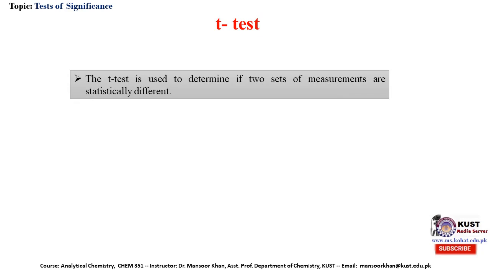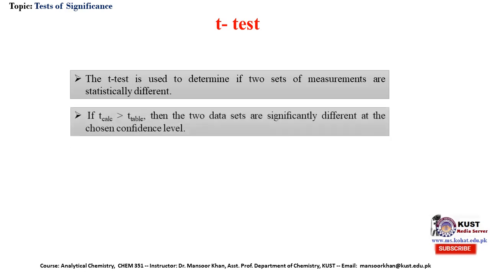Another one is the t-test. The t-test is used to determine if two sets of measurements are statistically different. In this case, we usually compare the accuracy of the method. Here again in the t-test we calculate the value of t, which is called t calculated, which is then compared with t tabulated. If t calculated is greater than t tabulated, then the two data sets are significantly different at the chosen confidence level.